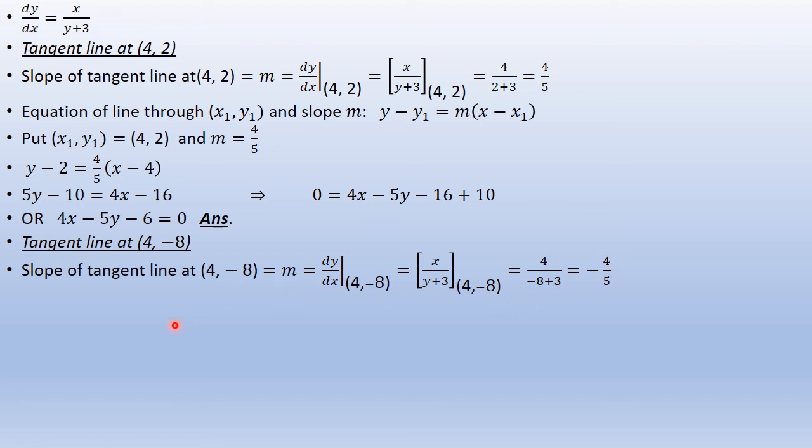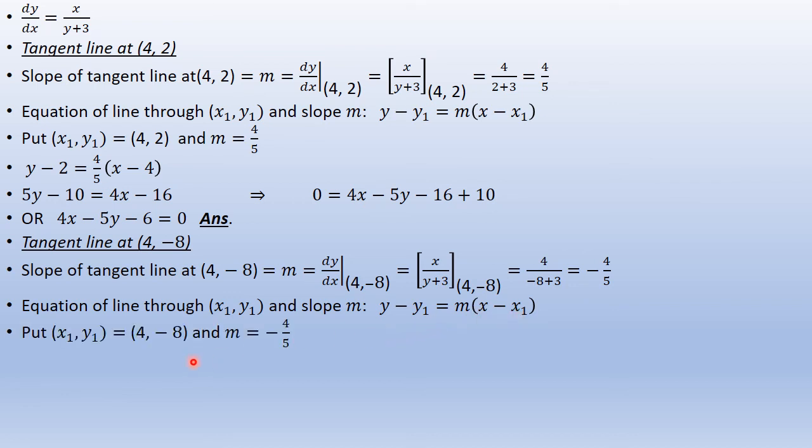Now again a help from chapter 4: the equation of a line through the point (x1, y1) and slope m is y minus y1 is equal to m into x minus x1. So put (x1, y1) equals (4, minus 8) and m equals minus 4 by 5 in this equation. Put y1 equals minus 8, x1 equals 4 and m equals minus 4 by 5. So I get y minus minus 8 equals minus 4 by 5 into x minus 4. This is the equation of the tangent line. All we are going to do is some simplification and write it in standard form.